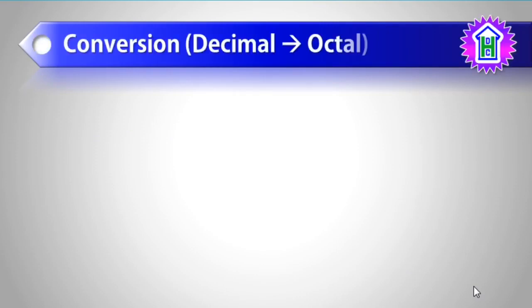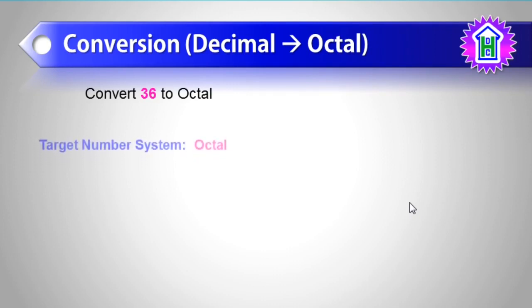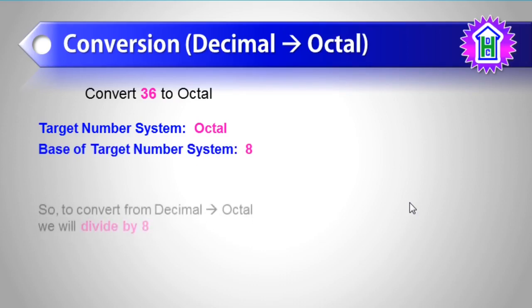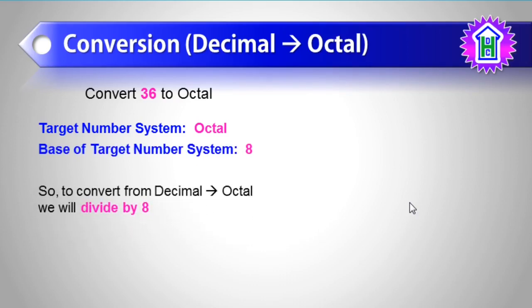Next conversion will be decimal to octal. Again, we will convert 36 to octal. Target number system is octal. Base of the target system is 8. So to convert from decimal to octal, we will divide by 8. Let us take the number 36.